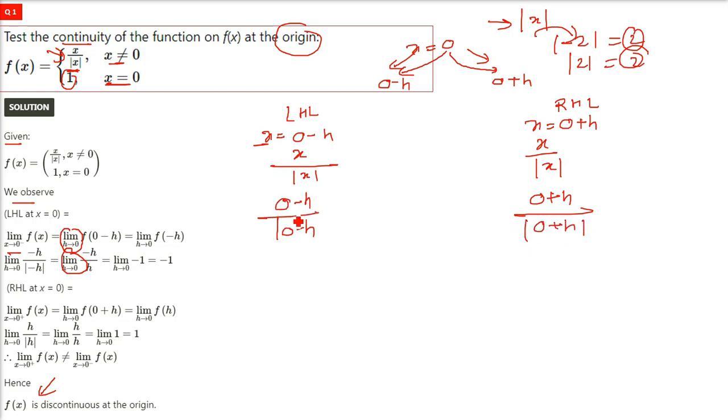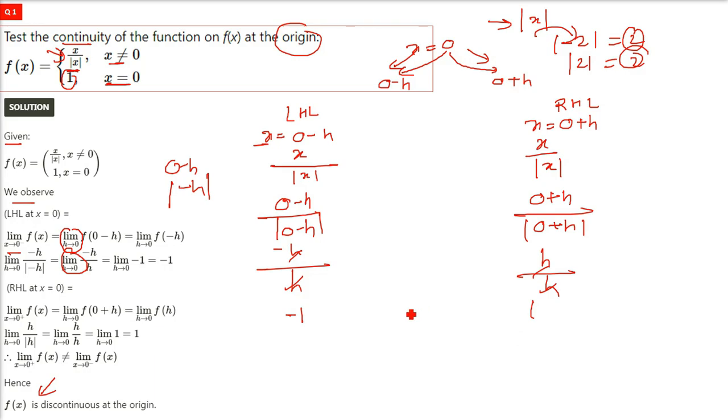What is 0 minus h? It is negative h. But the modulus or the absolute value will be positive. So it will be h here in the denominator. Here we have h, and in the denominator 0 plus h, h will be h only. Cancel it out, it is negative 1. Cancel it out, it will be plus 1.